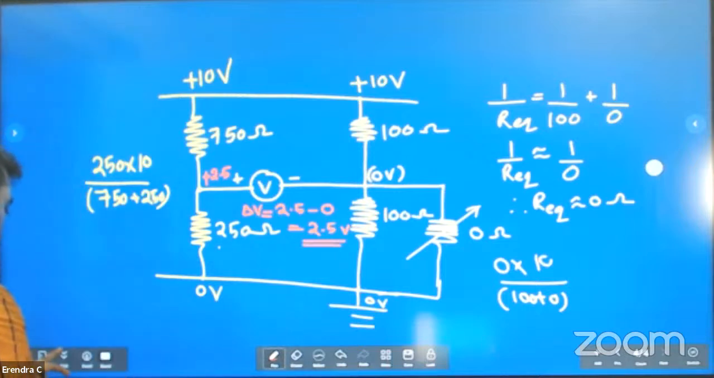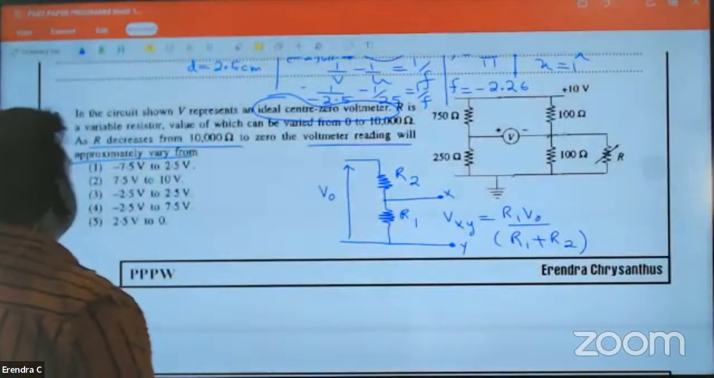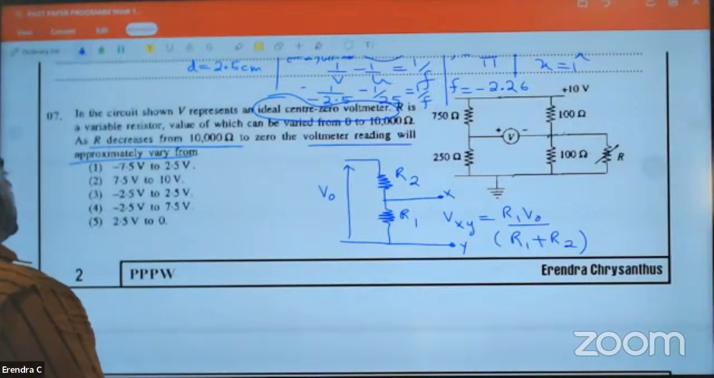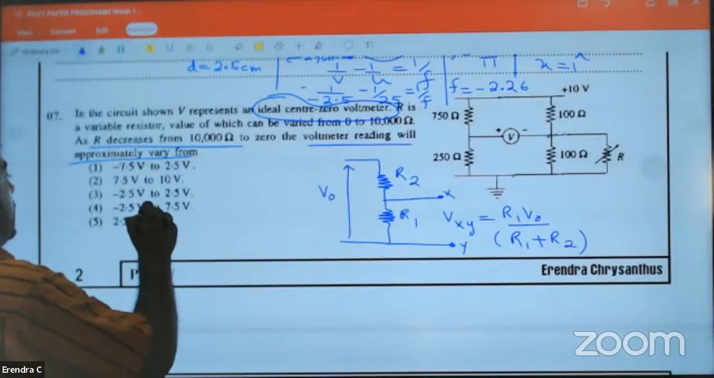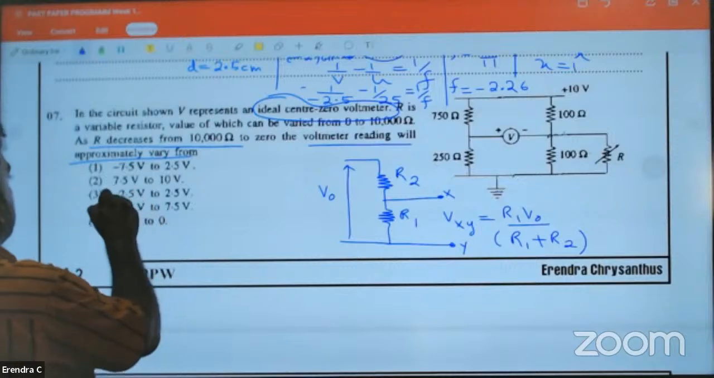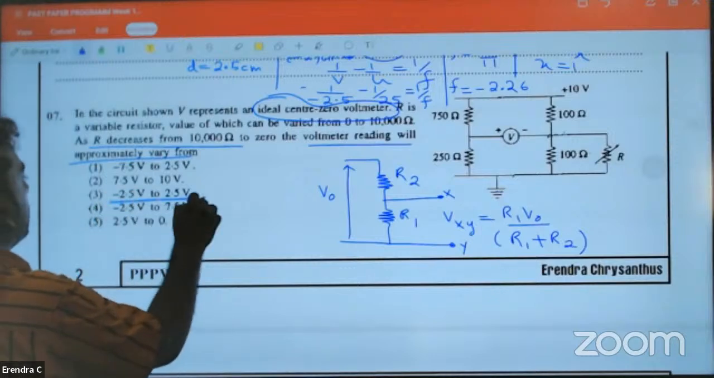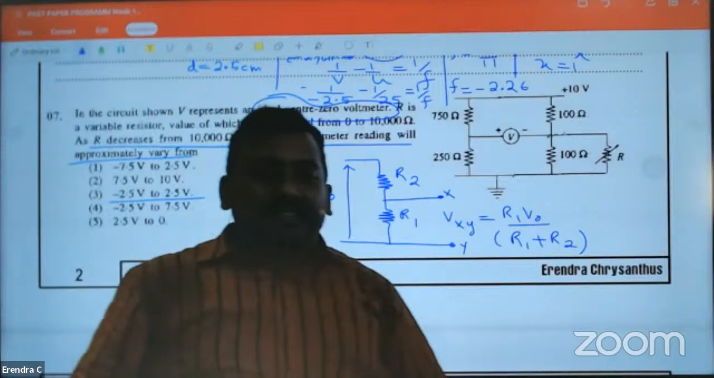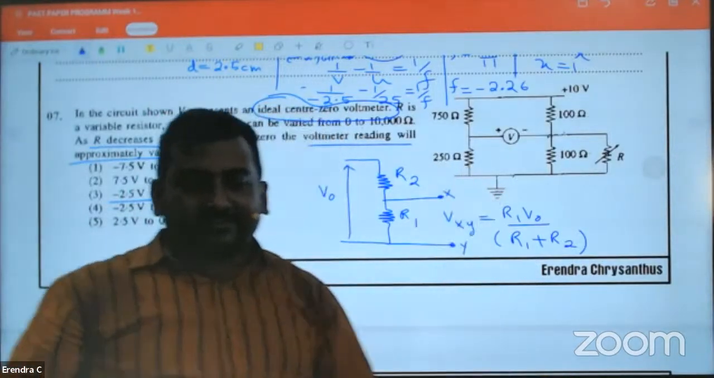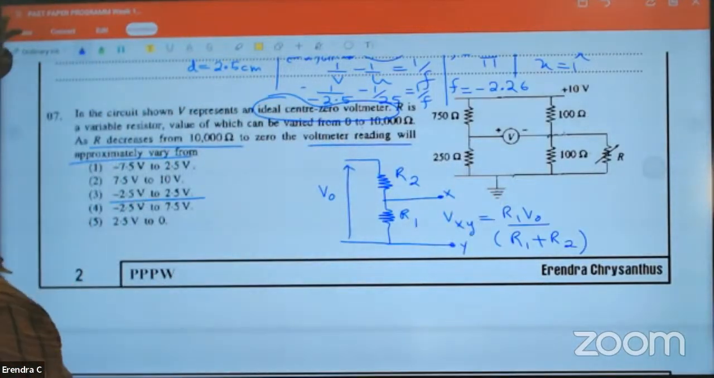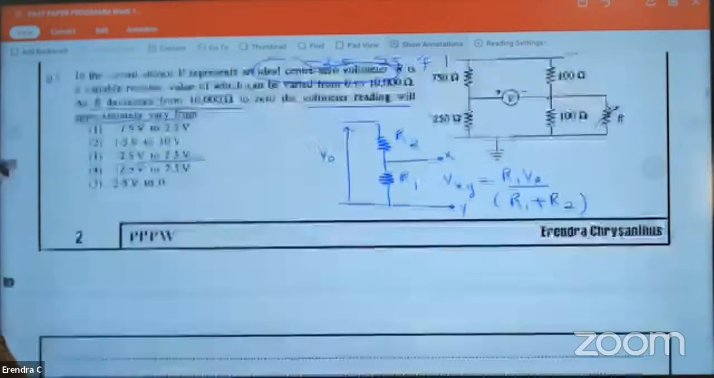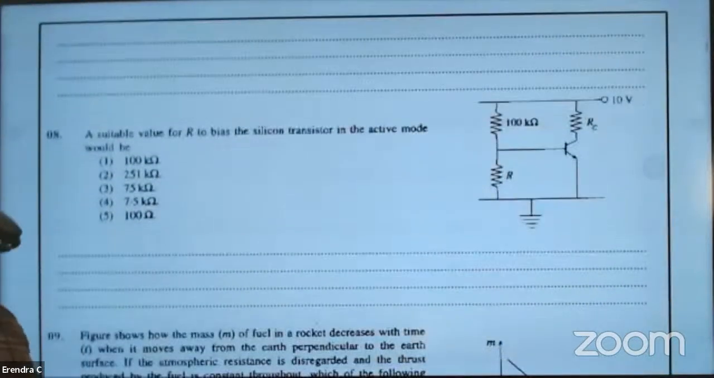Right? So let us select minus 2.5 to positive 2.5. The answer is answer number 3. Okay. Right. Moving on.